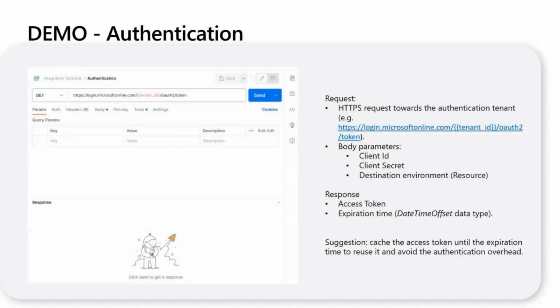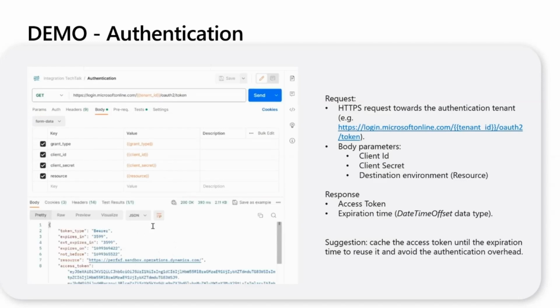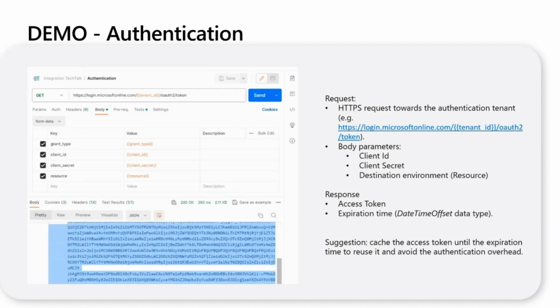Now that we have completed the setup in Entra ID, we can obtain the token. In this example, we use Postman to send the request. The HTTP command will be sent to login.microsoftonline.com, and it will require the tenant ID, while the parameters will need the client ID and the secret. The resource is also the environment ID. In the response, you receive the token and the expiration time. The retrieved token usually lasts 1 hour, and it can be reused to avoid repeating the authentication process every time.